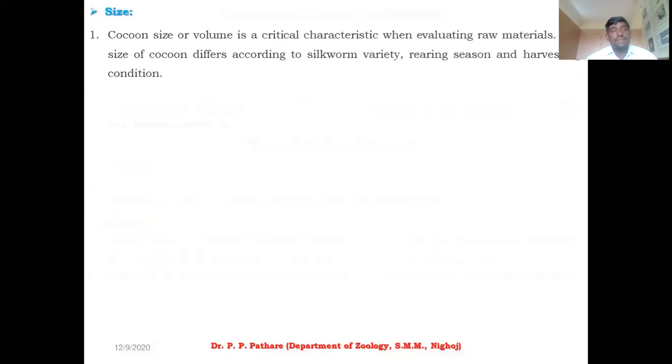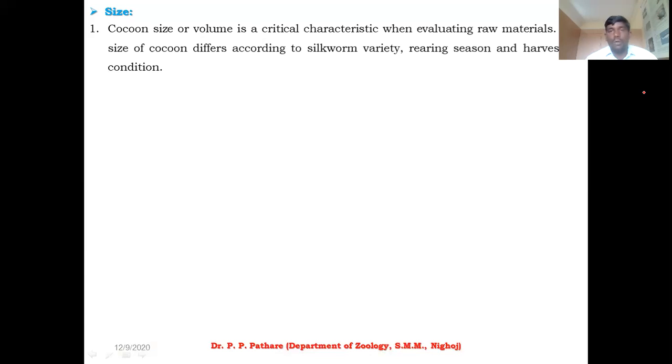Next one is size. Size is again very important. The cocoon size or volume is a critical characteristic when evaluating raw material. The size of the cocoon differs according to silkworm variety, rearing season, and harvesting condition. This is very important. In immature harvesting, you are not getting a good cocoon size because of the immature condition. So cocoon size is variable and is always affected by the harvesting period.